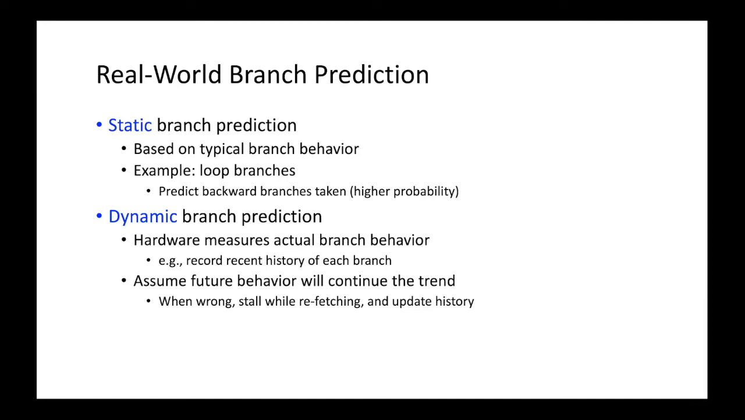Dynamic branch prediction is more intelligent and complex. The idea is to keep track of the recent history of branches and make a decision based on that history. It assumes that the future behavior will continue the trend. Of course, when the prediction is wrong, the hardware stalls and has to fetch the new instruction again and update the history.